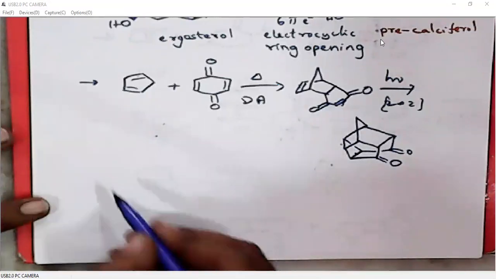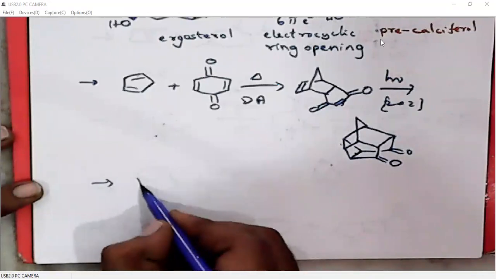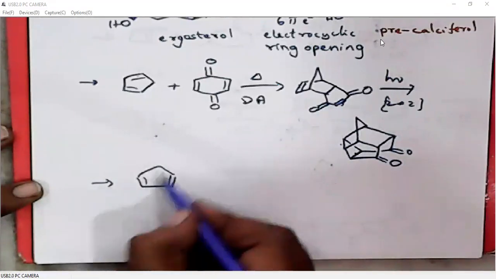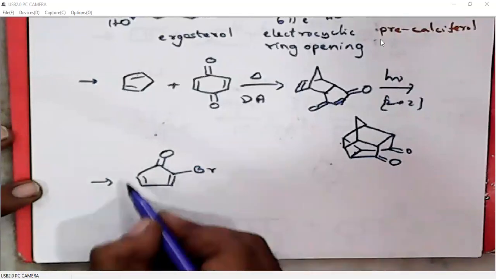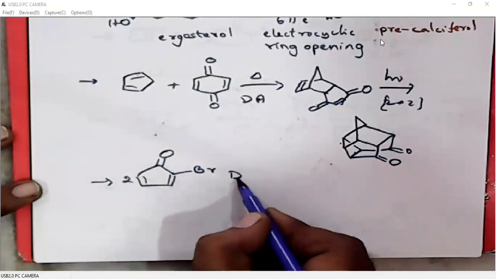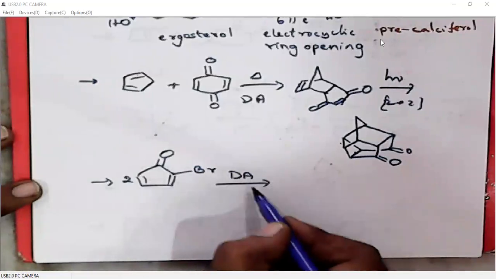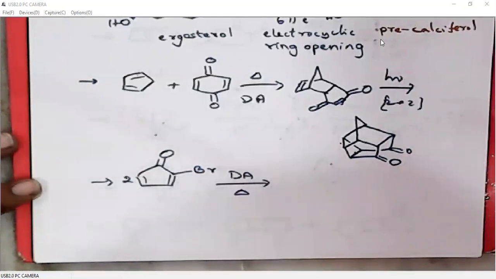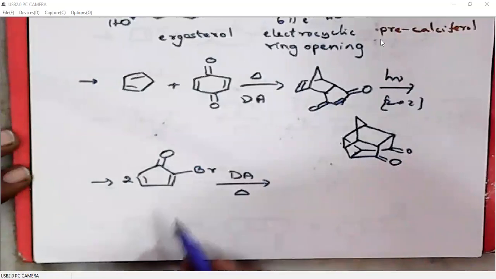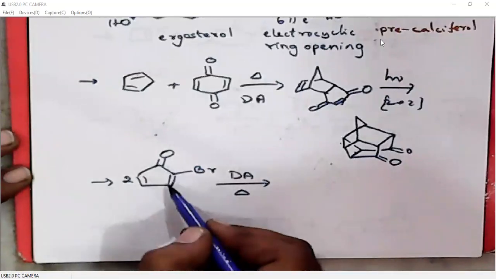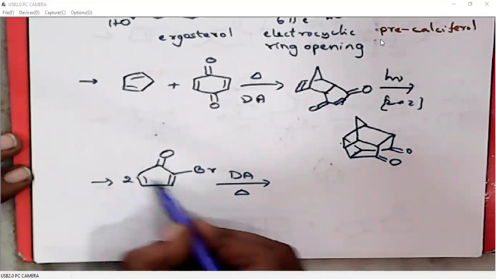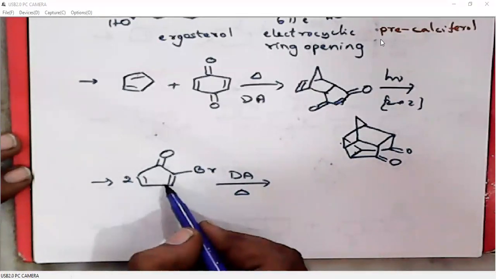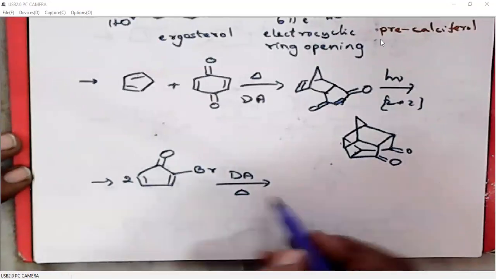Now, a similar reaction can be explained when 2 molecules of this compound are heated under thermal conditions. It will undergo a Diels-Alder reaction. Again, it is a good substrate which will follow the endo rule. So one molecule will act as a diene, another molecule will act as a dienophile.